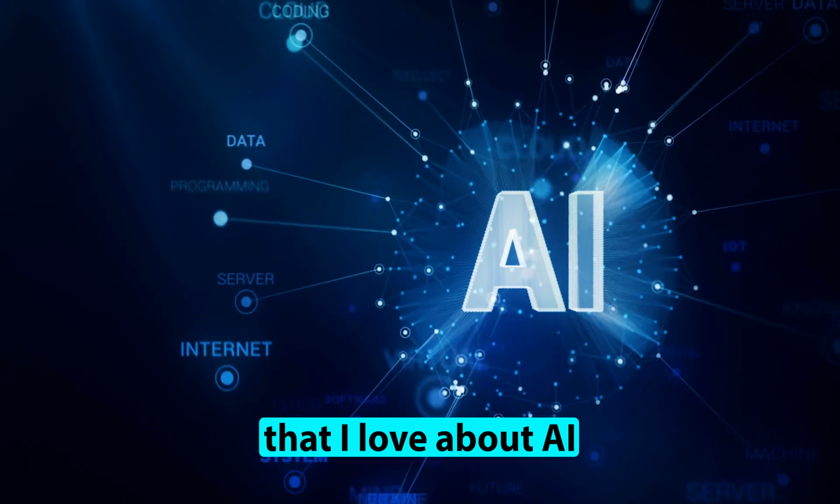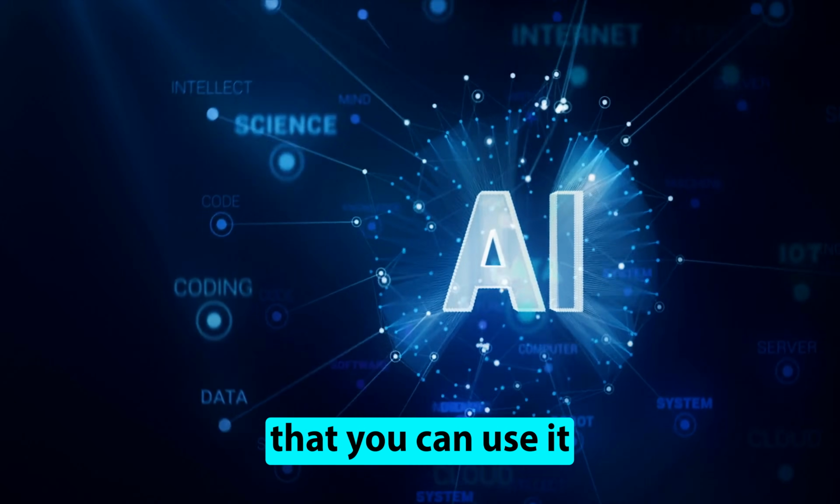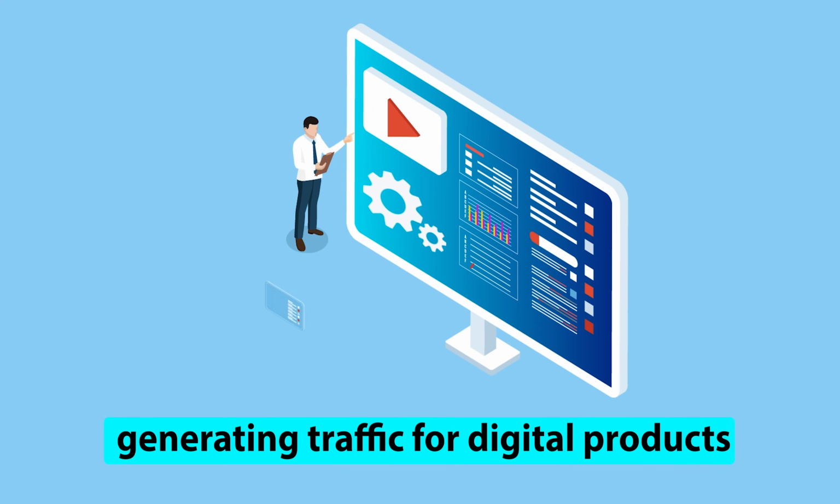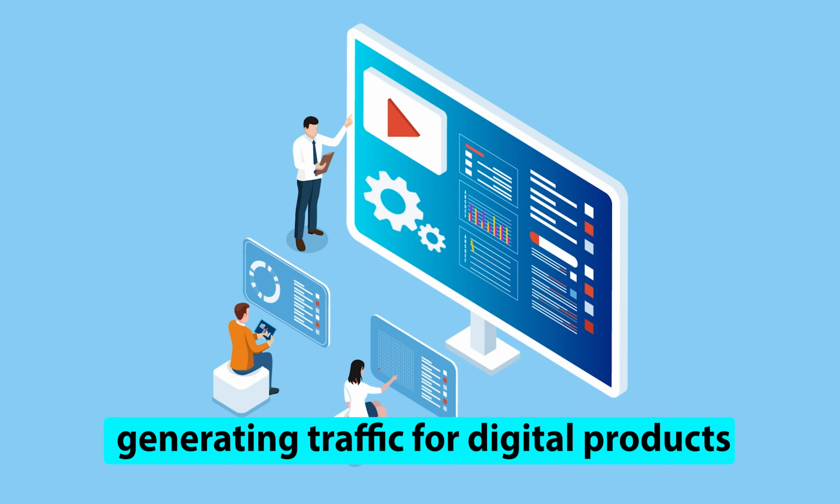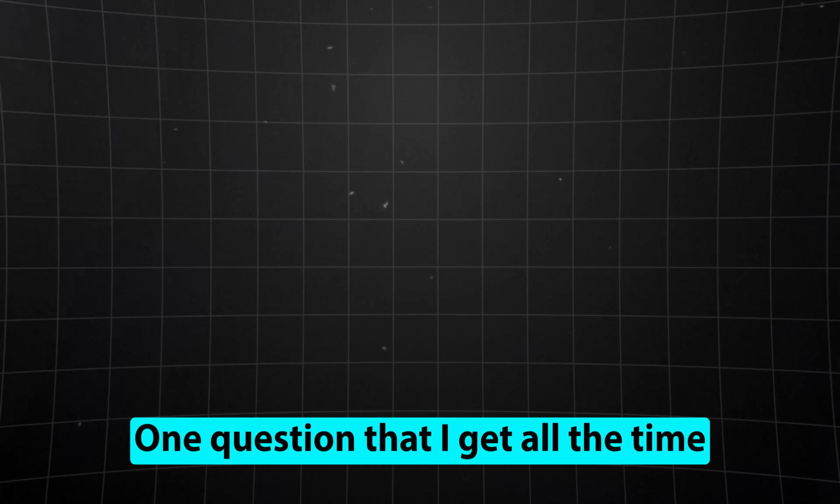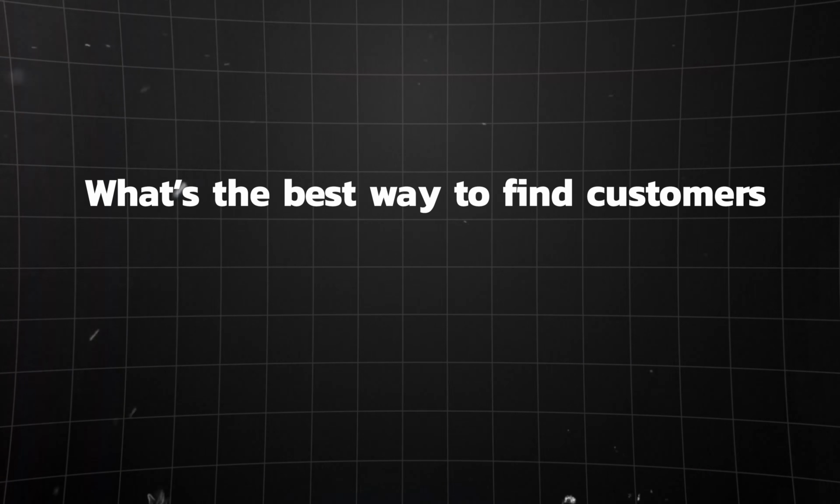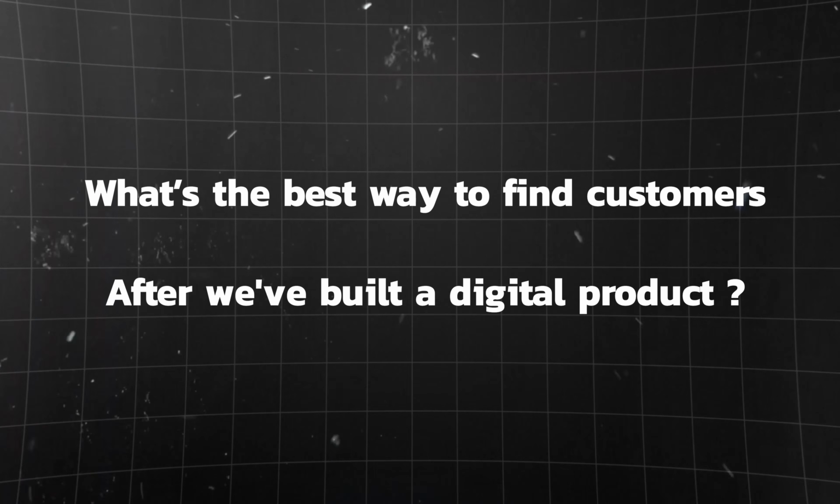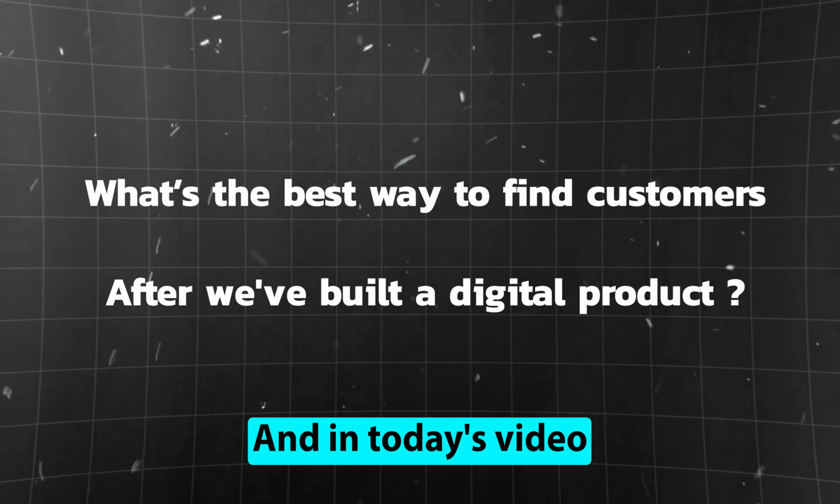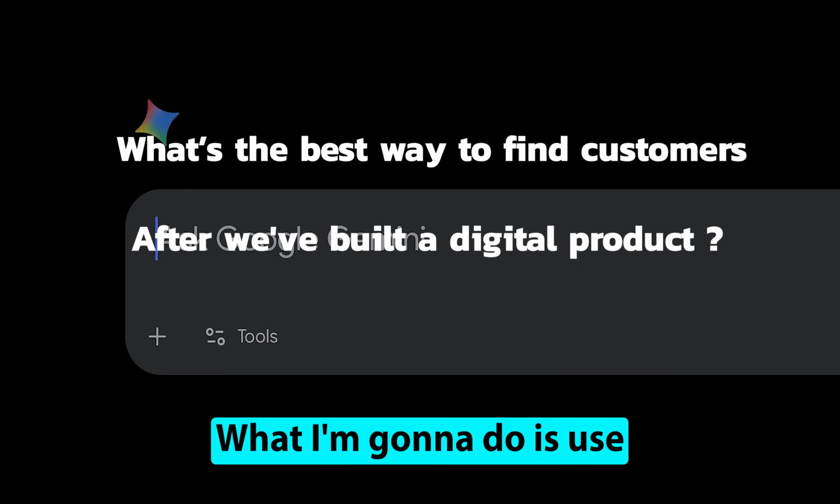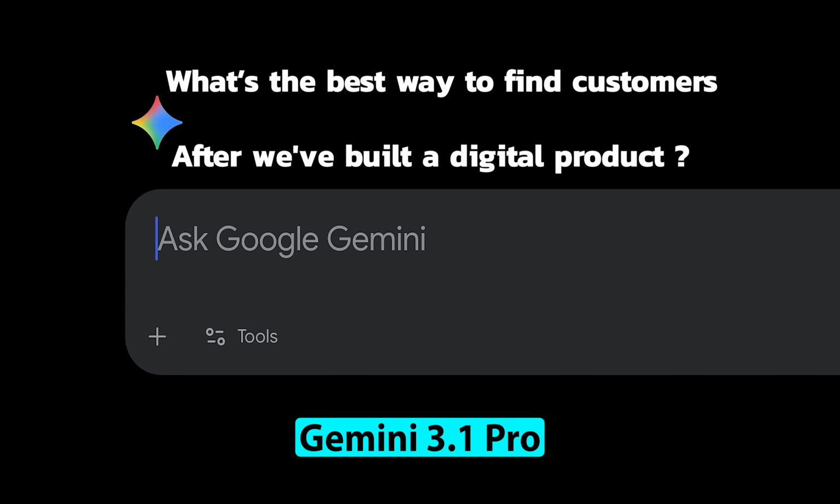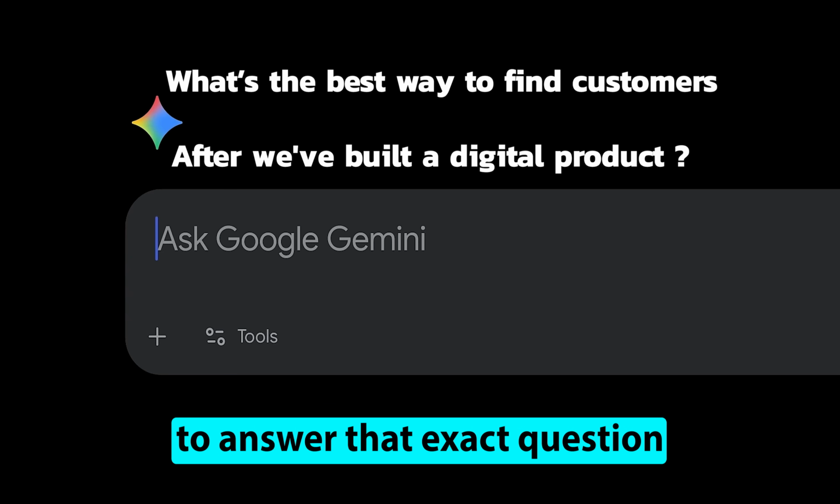So one thing that I love about AI is that there's so many different ways that you can use it, especially when it comes to generating traffic for digital products. One question that I get all the time is, Sam, what's the best way to find customers after we've built a digital product? And in today's video, I thought, you know what I'm going to do is use Gemini 3.1 Pro to answer that exact question.